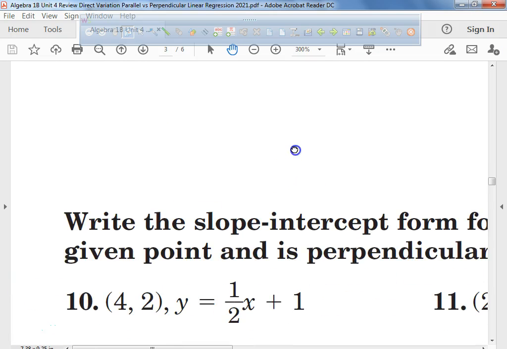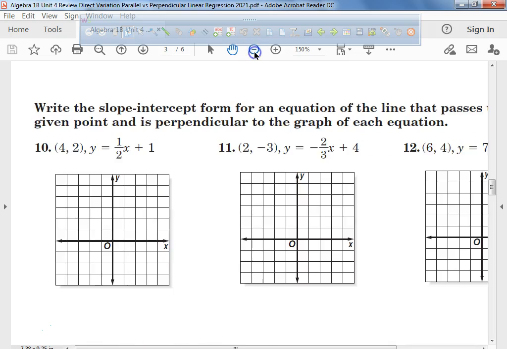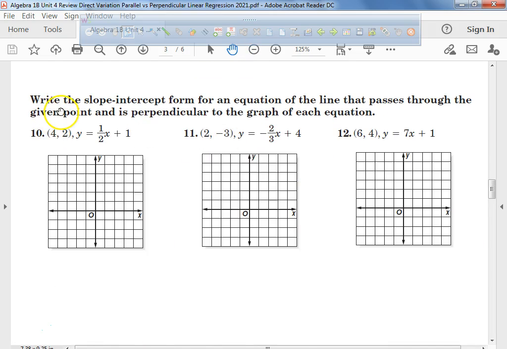Everybody, right here, I'm going to zoom out real quick so we can read. In bold, it says, write the slope-intercept form for an equation of the line that passes through the given point and is perpendicular to the graph of each equation. All right, guys. What I need you to do right now is get in your journals. We're going to talk about perpendicular slopes.